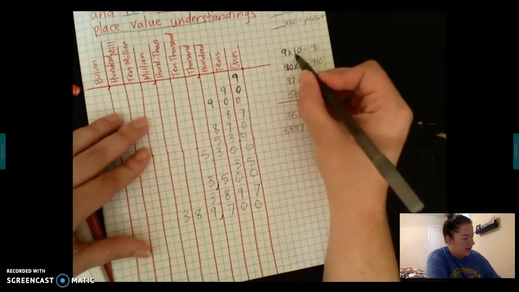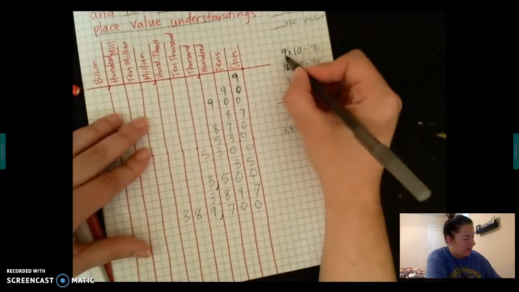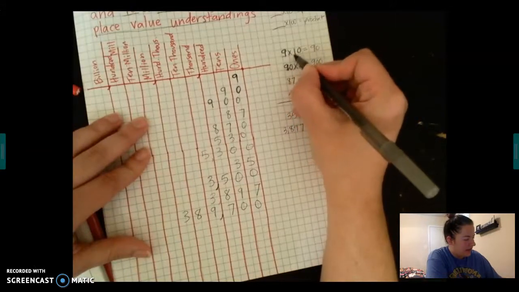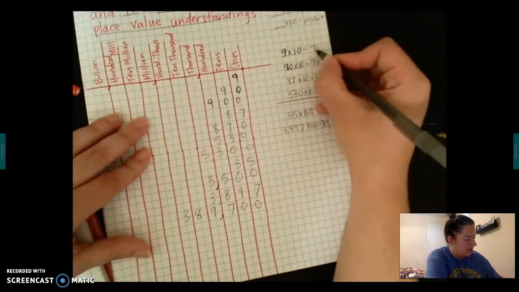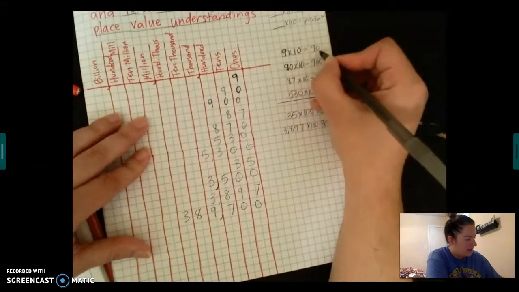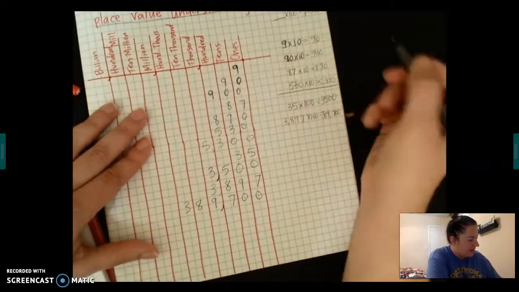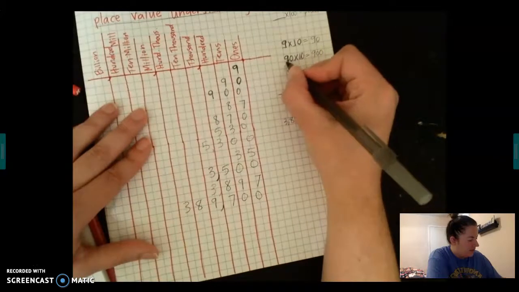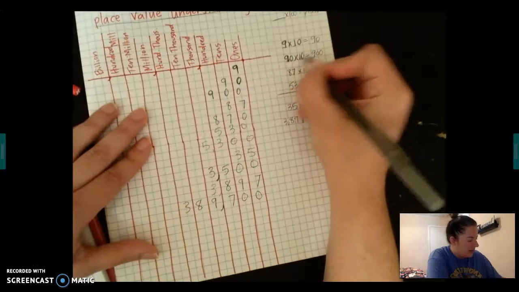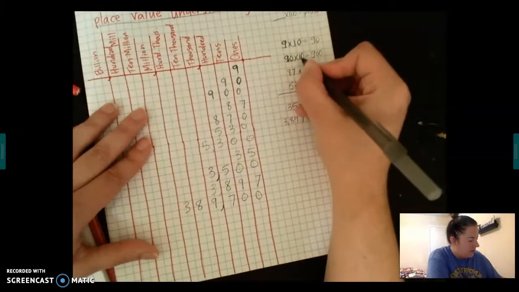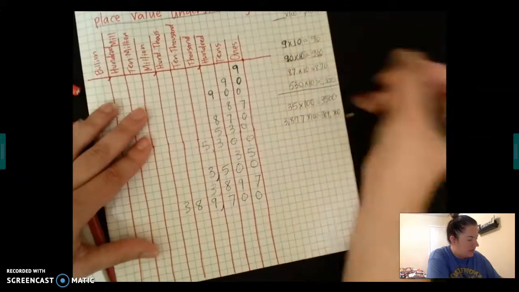So I do 9 times 10. Look, it's really 9 times 1 plus a 0. So 9 times 1 is 9, 1 0, 1 0. I have a 0 here. Look at this, 90 times 10. 9 times 1 is 9, and now I have 1 0, 2 zeros. 2 zeros is in my answer.